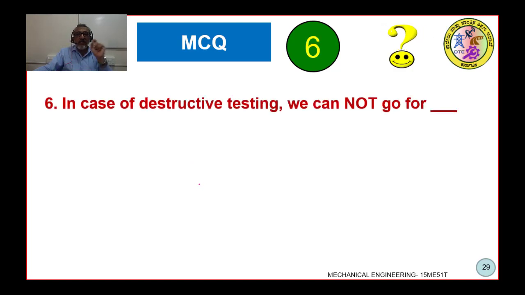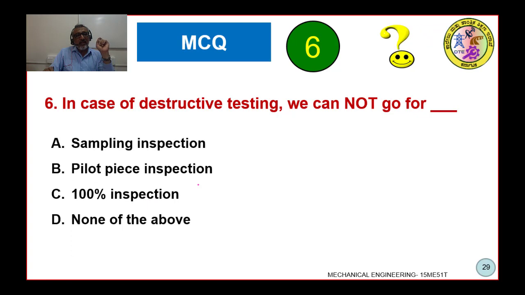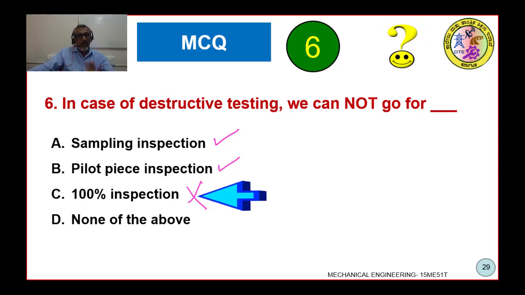Next is, in case of destructive testing, we cannot go for sampling inspection, pilot piece inspection, 100% inspection, or none of the above. With 100% destruction, destructive testing, this is not possible, because 100% testing would mean 100% destruction of the products. So this is the right answer: we cannot go for 100% inspection when we go for destructive testing.